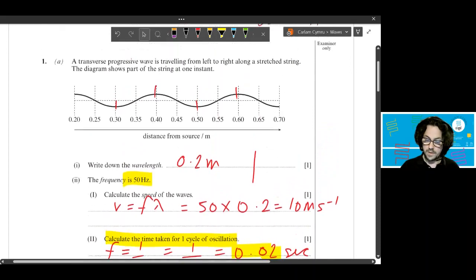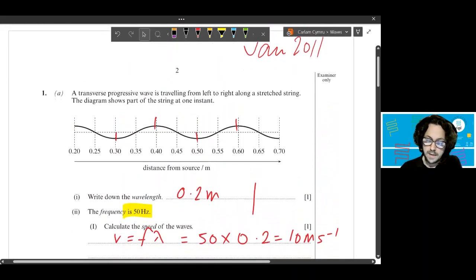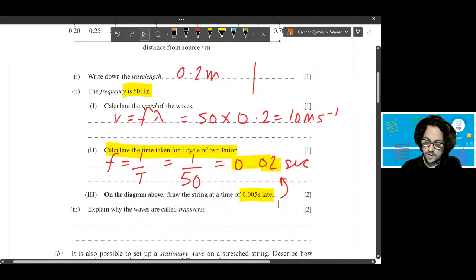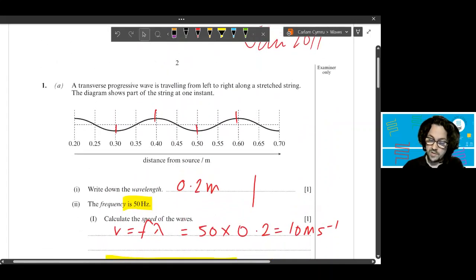Draw the string at a time 0.5 cycle. Now, half a cycle later would be 180 degrees out of phase. We don't want that. So 1/4 of a cycle later, we know it's moving in this direction, so this peak will have moved 1/4 of a cycle along.